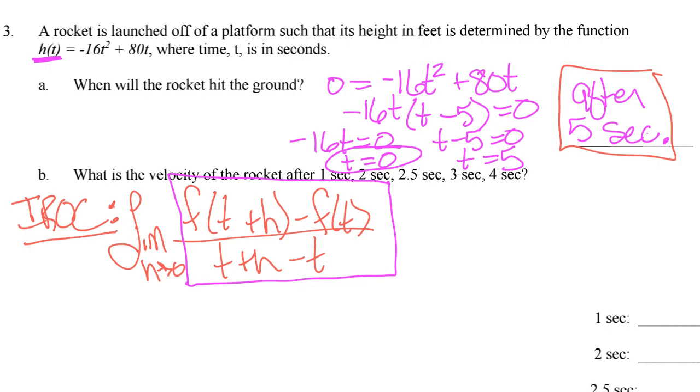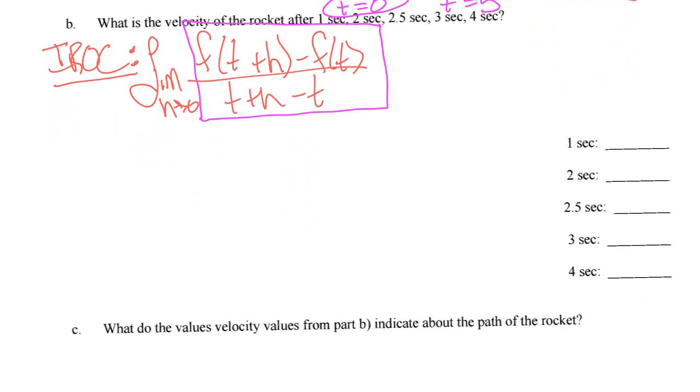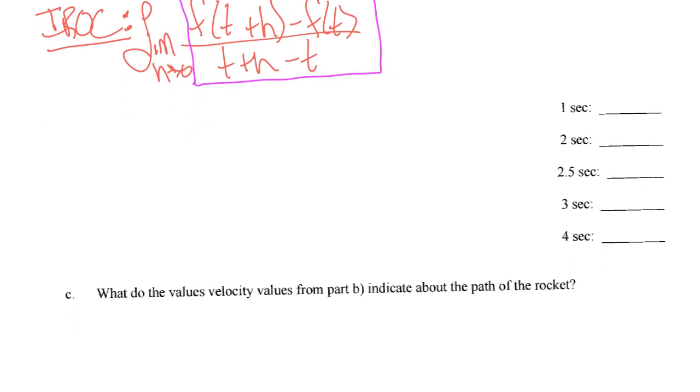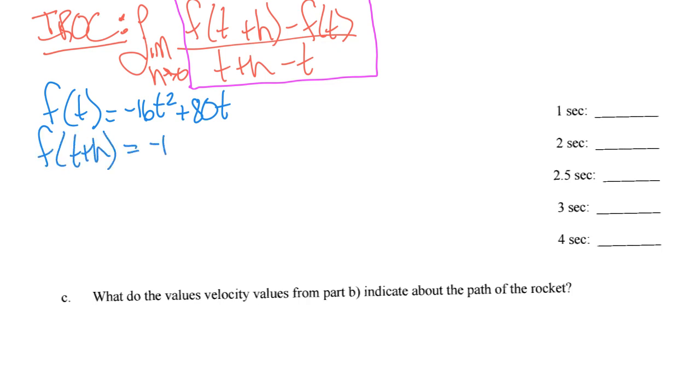Okay, let me scoot that up. Working through AROC, we need to find f of t and f of t plus h. So f of t is negative 16t squared plus 80t. F of t plus h is negative 16 times the quantity t plus h squared plus 80 times t plus h.